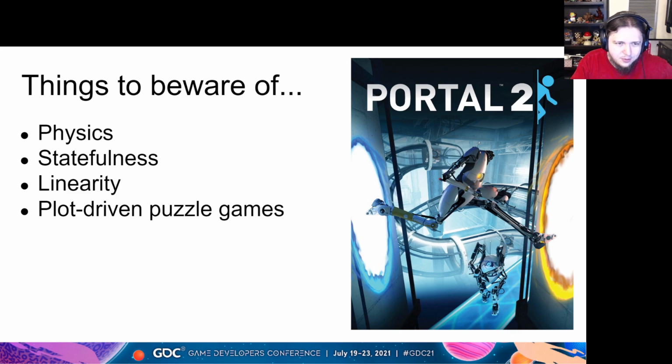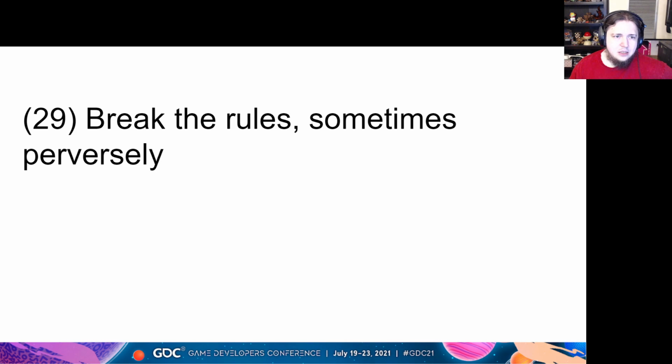Non-linearity solves a lot of problems. And even if you want to do a story-driven game, you can still have story-driven beats in a non-linear game. You just have to be a bit more creative about how you deliver those beats. There's lots of games that have done that and done it well. Next lesson: break the rules, sometimes perversely.